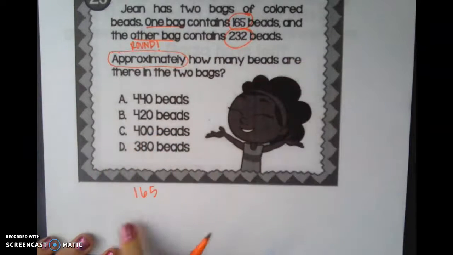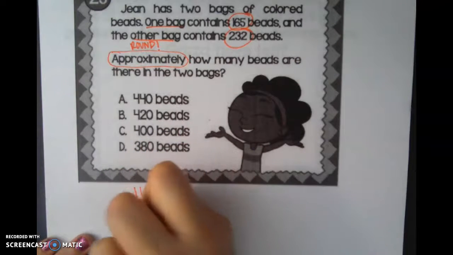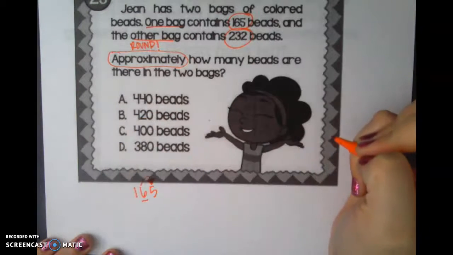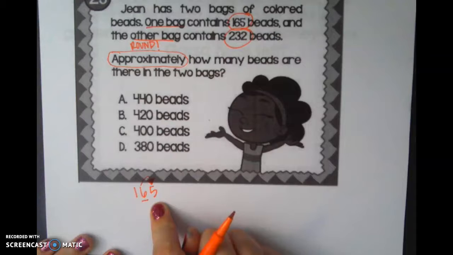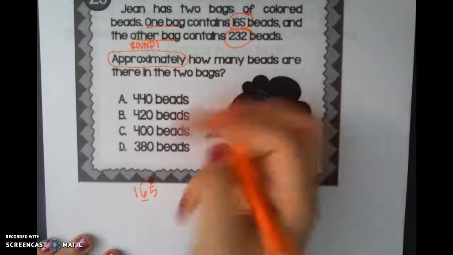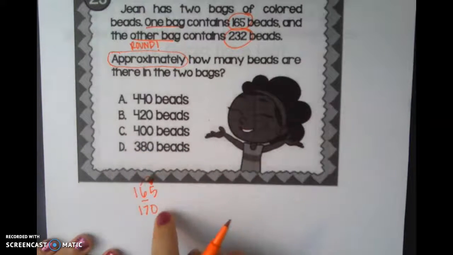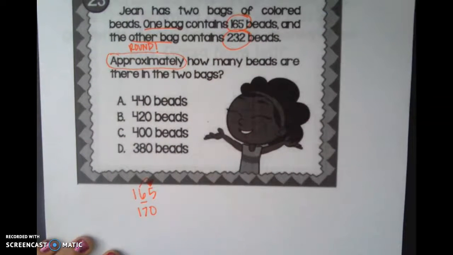165. When we're rounding, we're going to underline the place value that we're rounding to, and we're going to put an arrow to what's going to help us round. 4 or less, let it rest. 5 or more, up the score. So 165, I have a 5, it's going to tell me to up the score. My 6 needs to do some work. Turns into a 7. 165 rounds to 170.